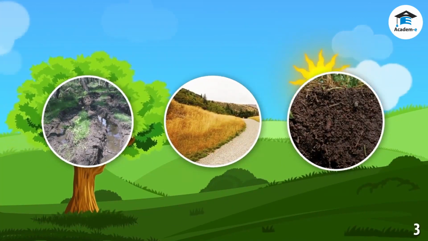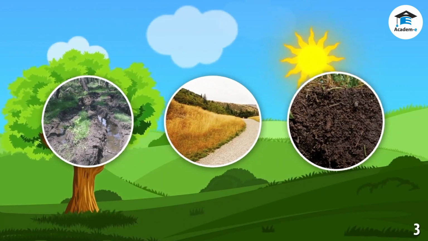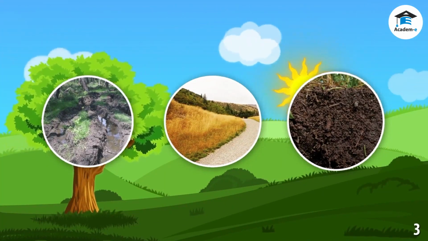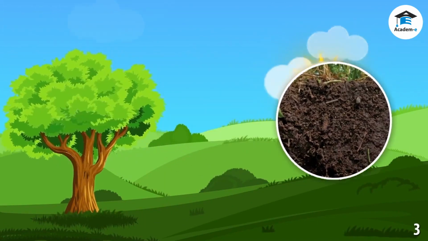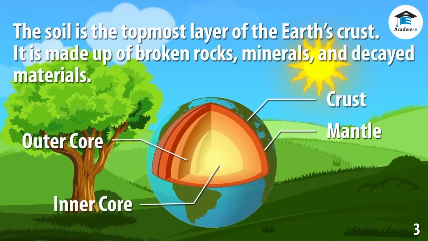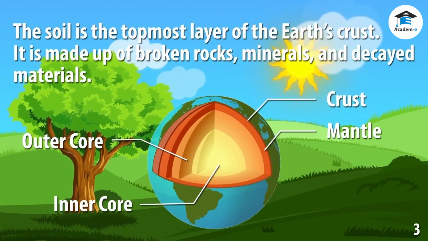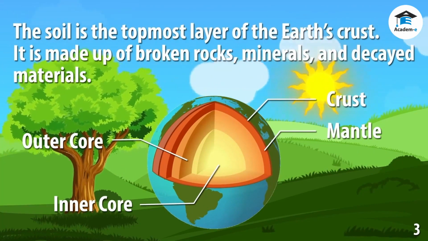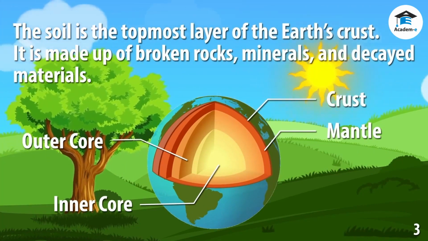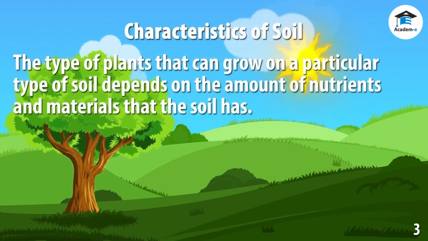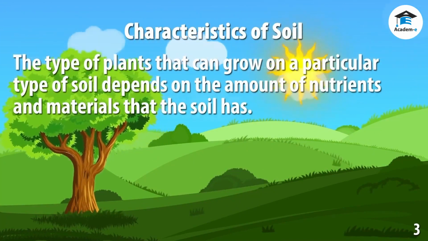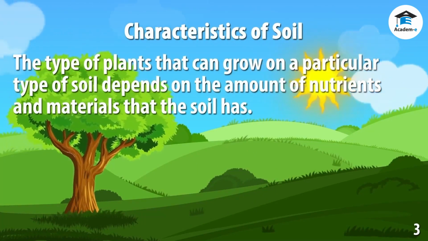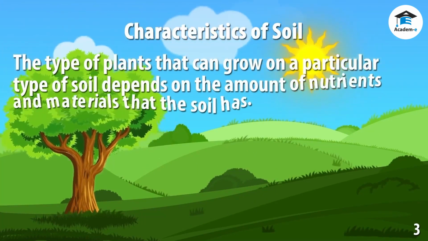Look at the pictures. Have you ever wondered how plants can grow in different places with different types of soil? The soil is the topmost layer of the Earth's crust. It is made up of broken rocks, minerals, and decayed materials. The type of plants that can grow on a particular type of soil depends on the amount of nutrients and materials that the soil has.